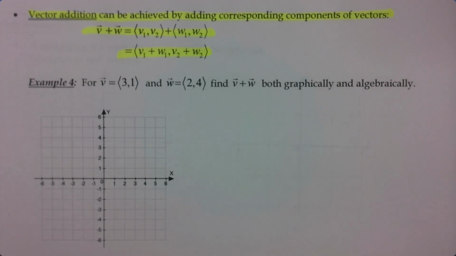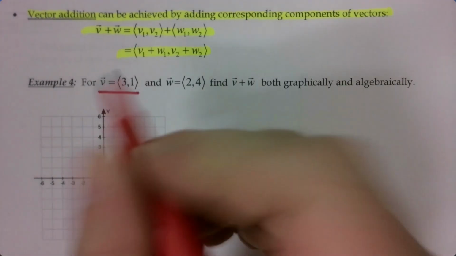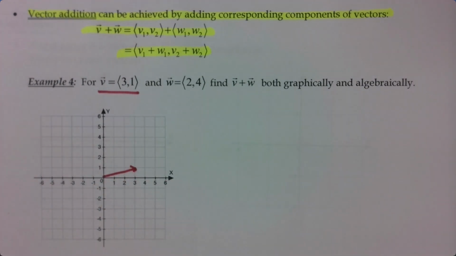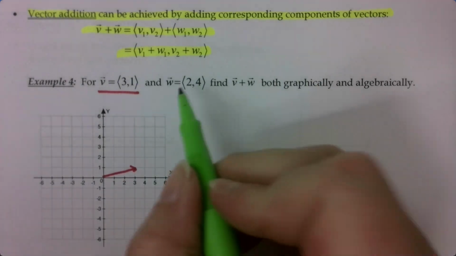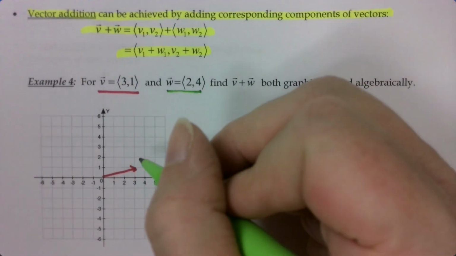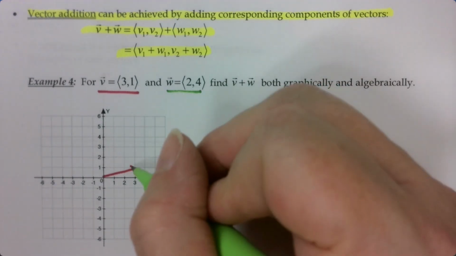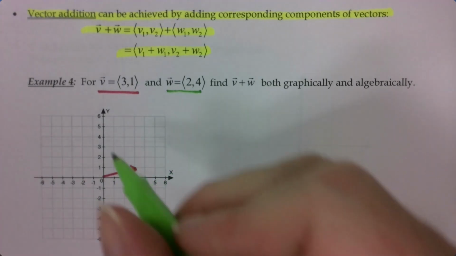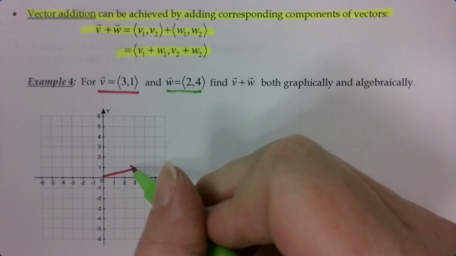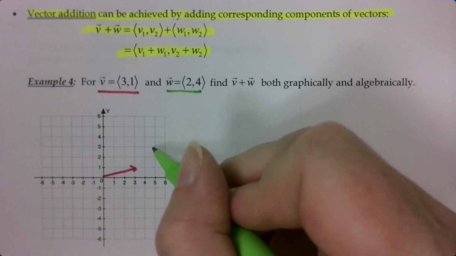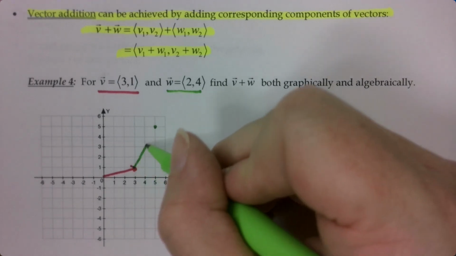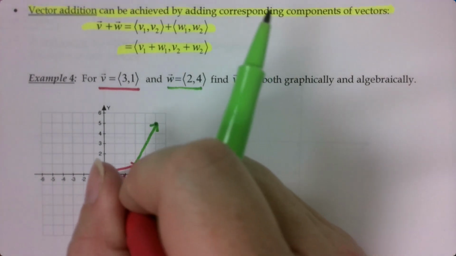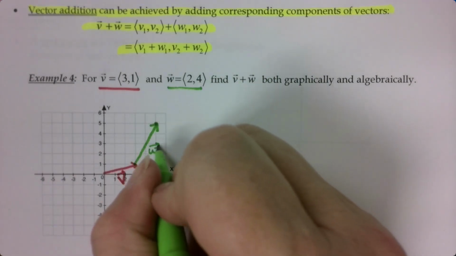Okay, so vector v, I'm going to do this way with red. So over 3, up 1. There's vector v. And vector w is 2, 4. The way to do this graphically is to attach the 2, 4 onto the end and pretend this is the initial point of the vector. Because vectors are free, you can put it anywhere you like. So you're going to go over 2, up 4 from that point. So that's going to get you right there. So this is vector v right here. This is vector w right here.